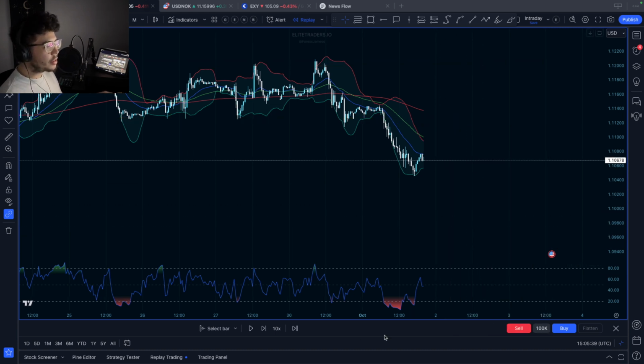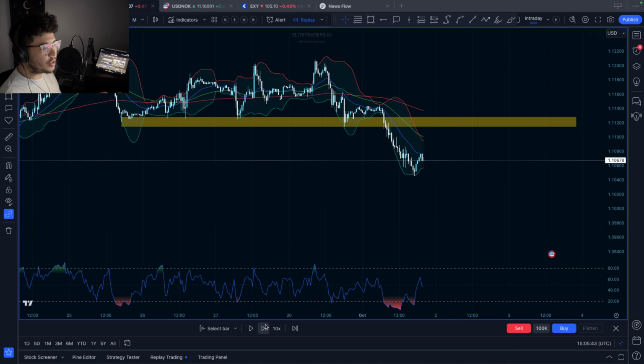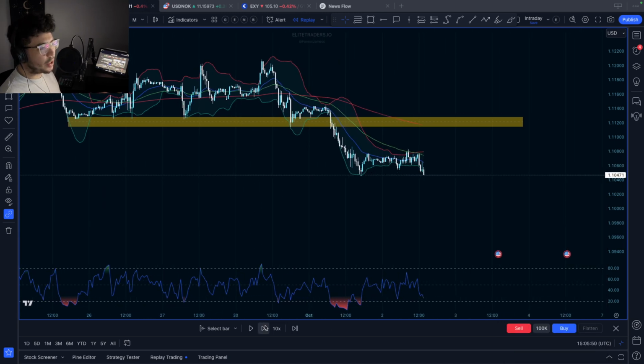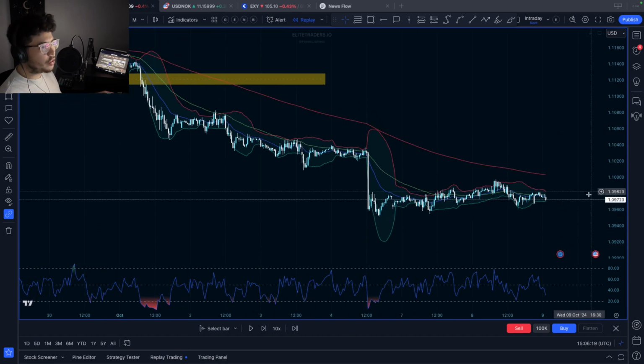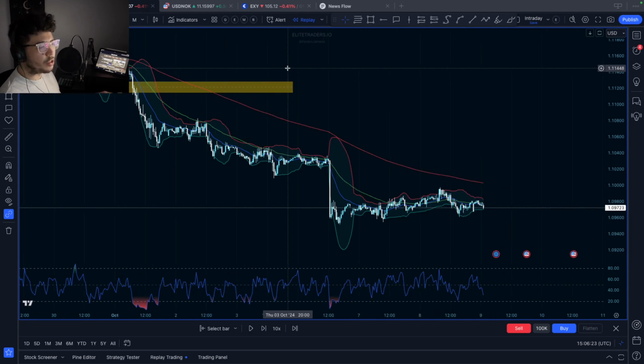So let's play through. Let me just redraw this, I didn't mean to get rid of that. Let's play through and see where we can get an entry. Still waiting for some sort of pullback higher. I'm not really keen on where the market is right now. Okay, so we've completely left this level. So I'm no longer interested now because we've missed it.